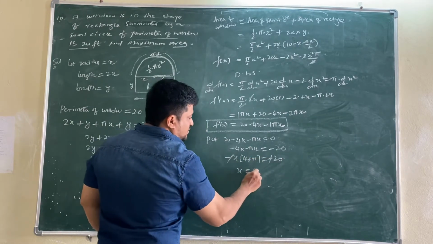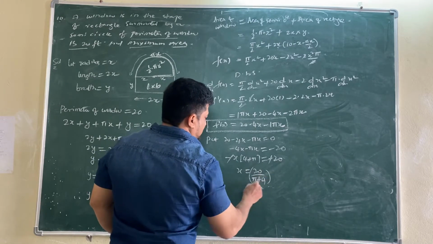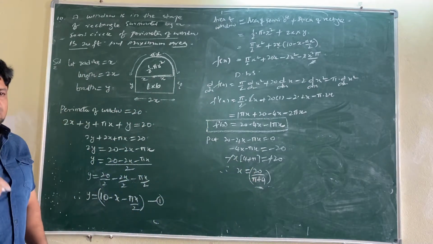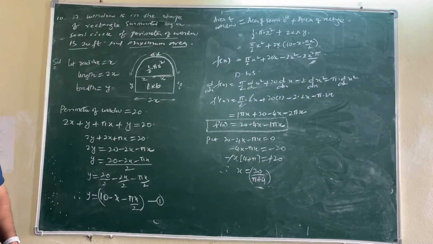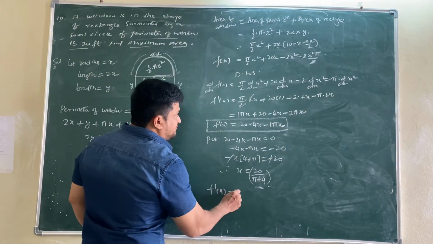x is equal to 20 by 4 plus pi. Better we write pi plus 4. Looks good. Okay, we got the value. Only one value we got. Previously, how many values did we get? 2 values. After x, f dash of x, what will we do? Again, we'll write f dash of x.